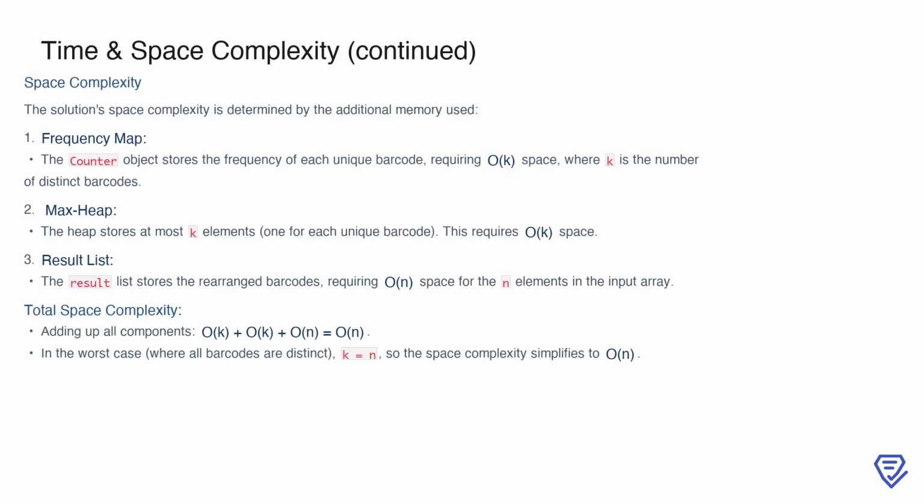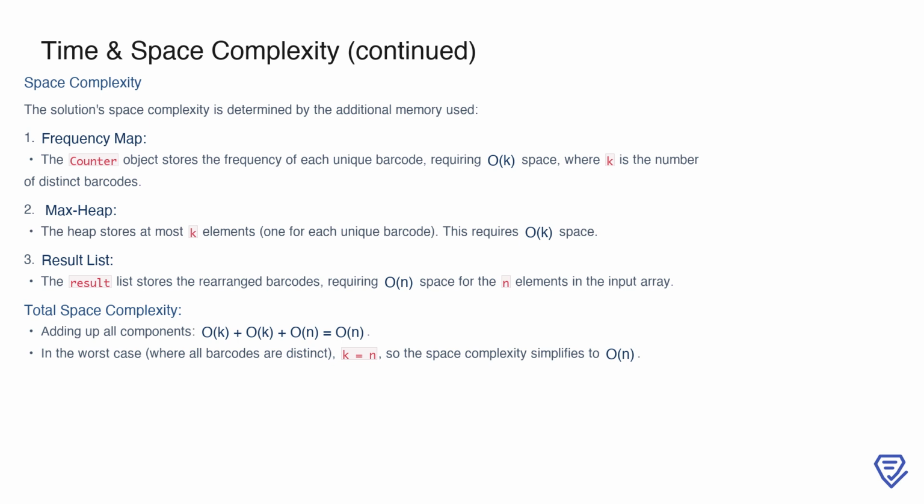Turning to space complexity, we look at the memory used by each component of the solution. First, the frequency map created by the Counter object requires O(k) space since it stores the frequency of each unique barcode. Next, the max heap requires space proportional to the number of unique barcodes, which is also O(k). Finally, the result list stores the rearranged barcodes, and since it includes all n elements from the input array, it takes O(n) space. Adding these up, the total space complexity is k for the frequency map, k for the heap, and n for the result list.